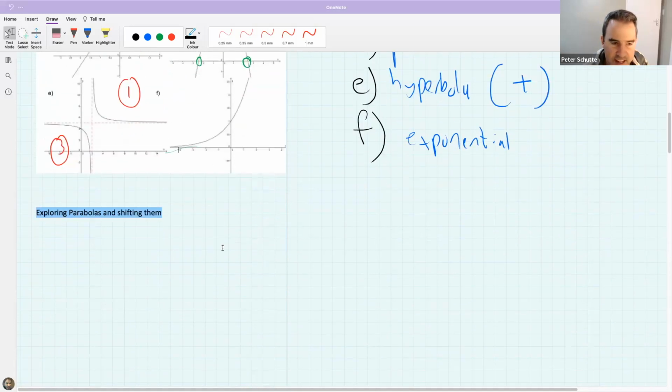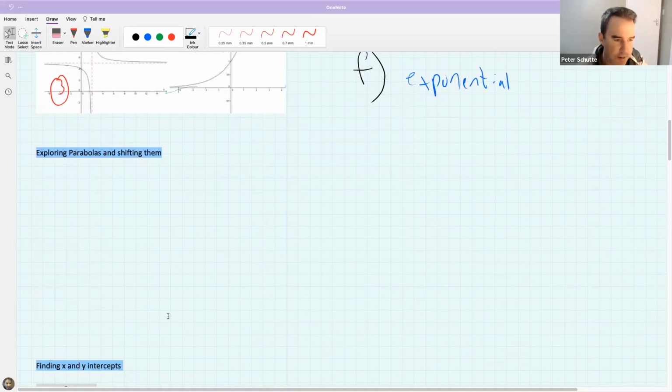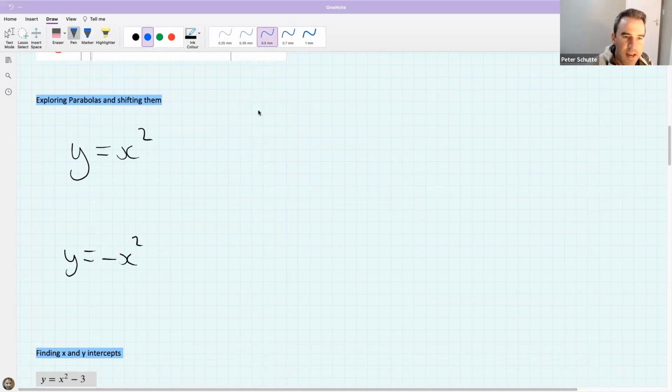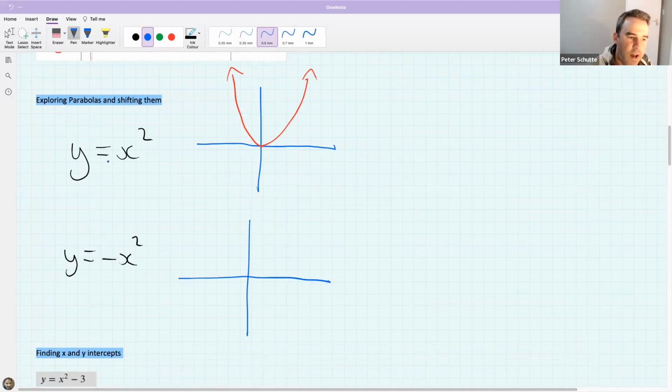Okay, cool. Then let's talk about the simplest parabola of them all. If I had to think about the simplest parabola of them all, I think of the graph y equals x squared, or the graph y equals minus x squared. And just to show you the basic shape, y equals x squared looks like this. So it looks like a happy face. And if I look at y equals minus x squared, it just looks like an unhappy face. So that's not too interesting at this stage.